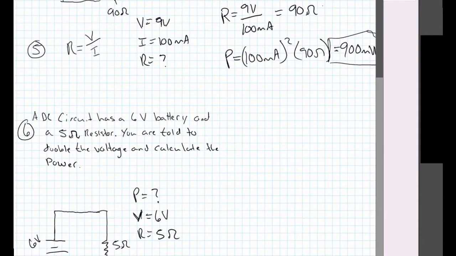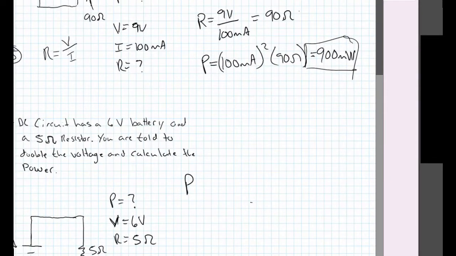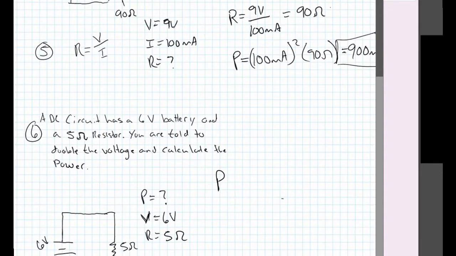So come down here, put our power is, whoa, this program can be a little bit difficult sometimes to work with. It's equal to the voltage squared over the resistance. There, okay. However, let's not lose track. This is what happens to me when I get too busy. We're told to double, see that? Double the voltage, then calculate the power. So this isn't 6 volts. Oh no. This is 12 volts.